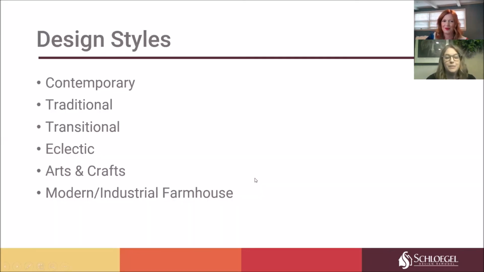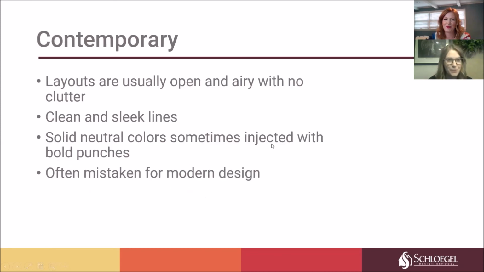So we're going to be going through a high view of different design trends and design styles that there are. There are definitely some other styles that are subcategories of these, but there's so much to cover and we only have a little bit of time, so we're going to do an overview of everything. We're going to go through contemporary design, traditional, transitional, eclectic, arts and crafts, and then the new modern phenomenon started by Joanna Gaines, the modern industrial farmhouse look. So those are what we're going to look through.